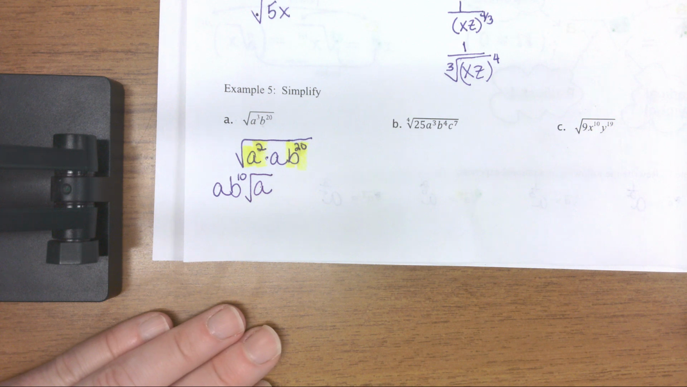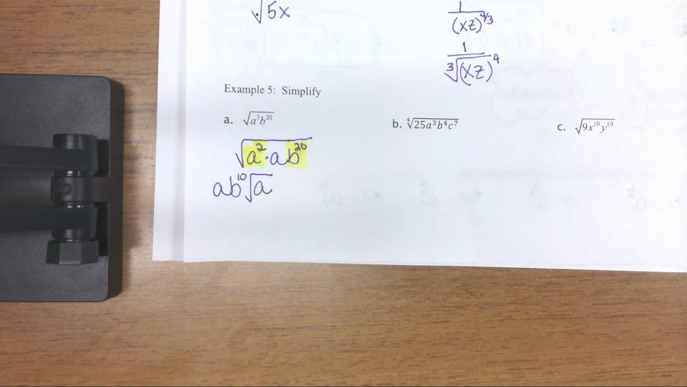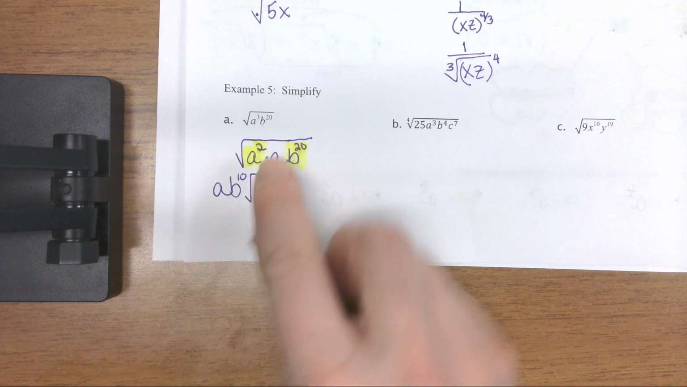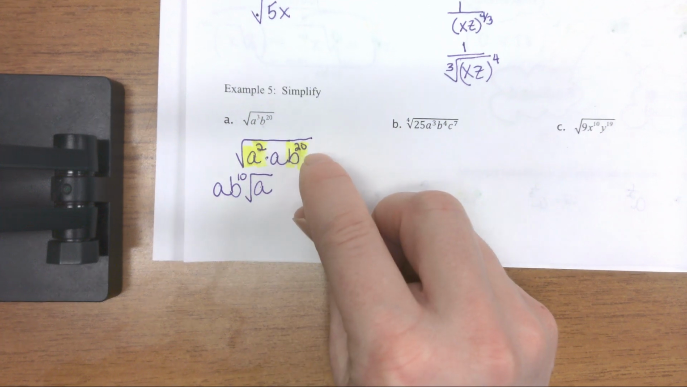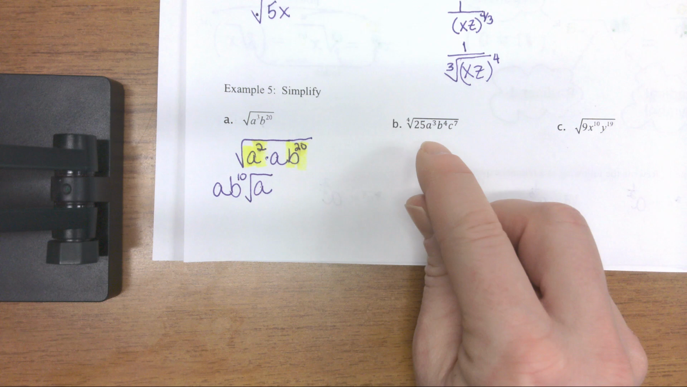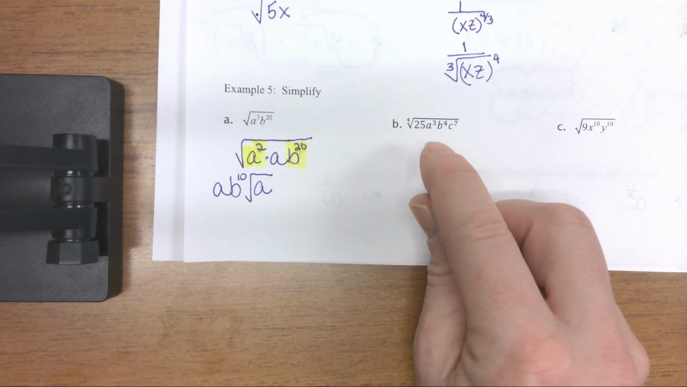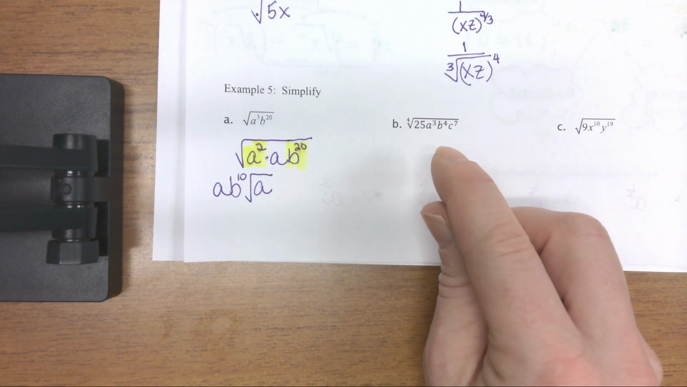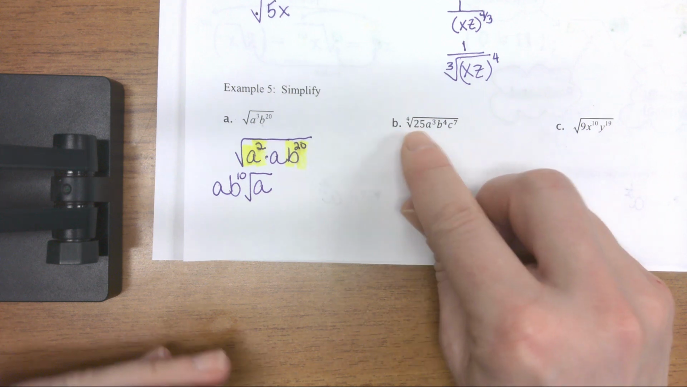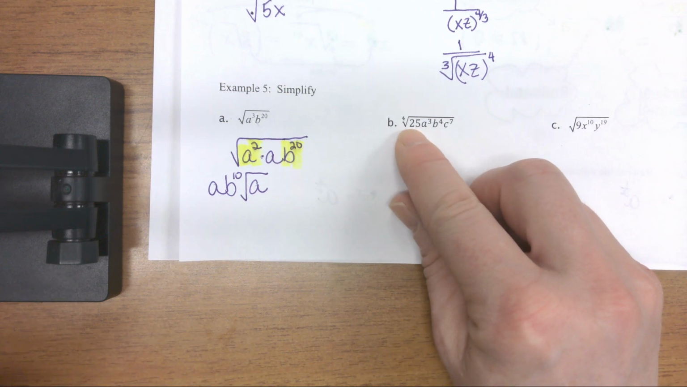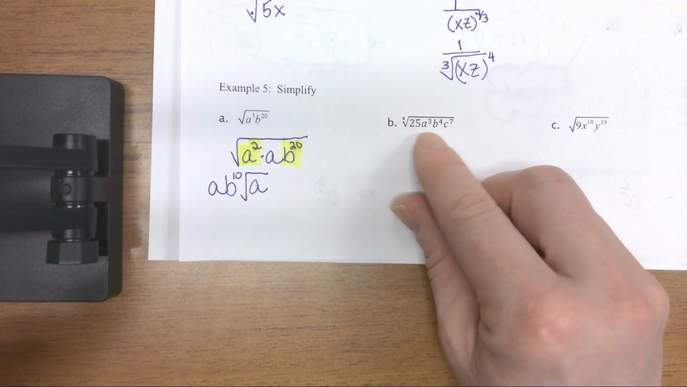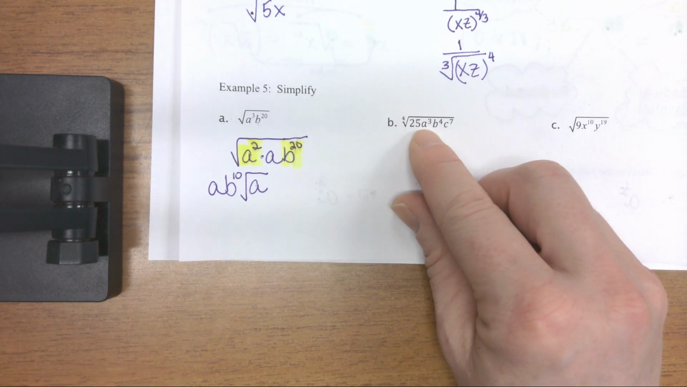Okay, what about fourth roots? Well, for square roots, they would have to be squares. For fourth roots, the only thing I could take out would be things that raised to the 4th would give me that. For instance, is there a fourth root of 25? No. Is there a fourth root of a to the 3rd?